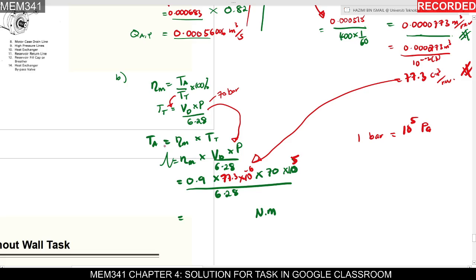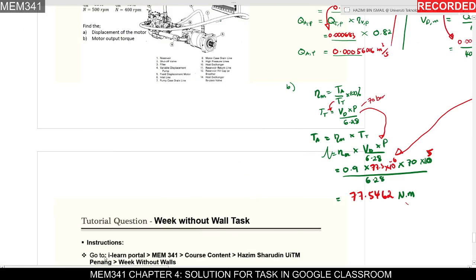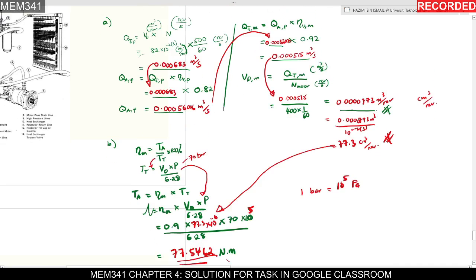So finally, my value is 77.546 Newton meter. This is the value of the actual torque. Okay, so that's it. This is the answer for B. This is the answer for A.